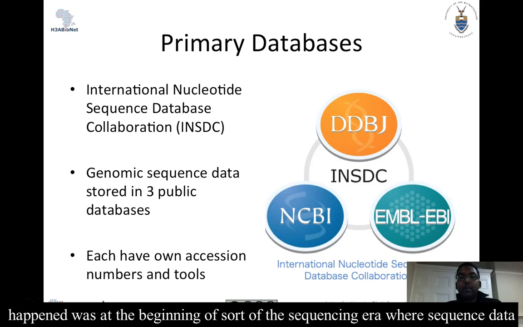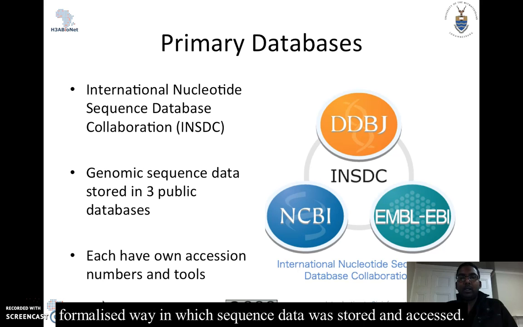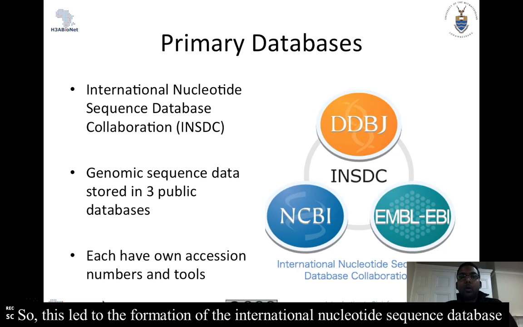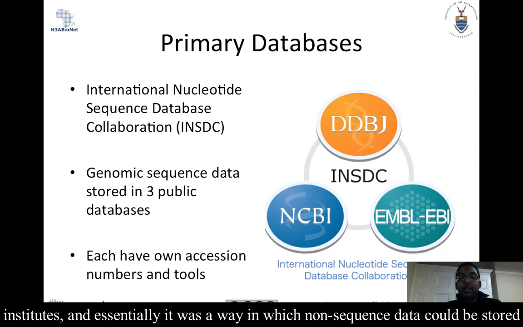essentially what happened was at the beginning of the sequencing era, where sequence data was being generated across different organisms, there was a need for a formalized way in which sequence data was stored and accessed. So this led to the formation of the International Nucleotide Sequence Database Collaboration, INSDC. And this was a collaboration between 3 separate institutes.